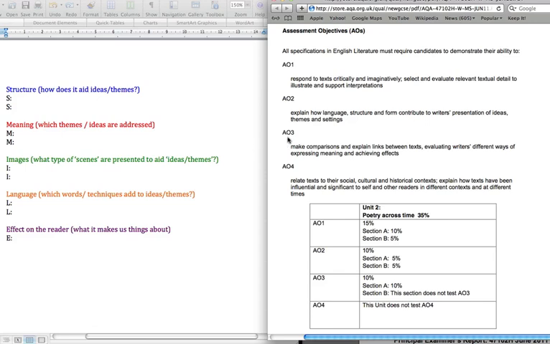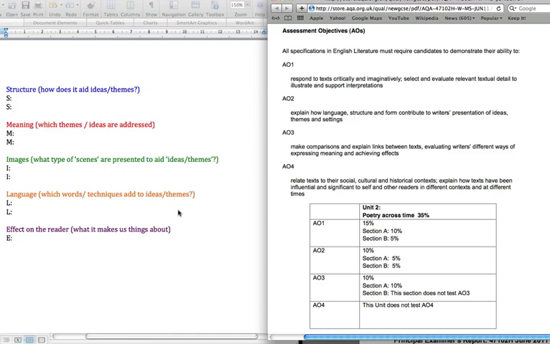So looking then onto AO3: make comparisons and explain links between texts, evaluating writers' different ways of expressing meaning and achieving effects. The reason that one is already part of your skill is because that's just comparing and analysing. That's all it means, comparing and analysing and looking at the effects. So in analysis you've got to always say the effect on the reader is, or the effect on the audience is, or this makes us feel, this makes us think, etc.